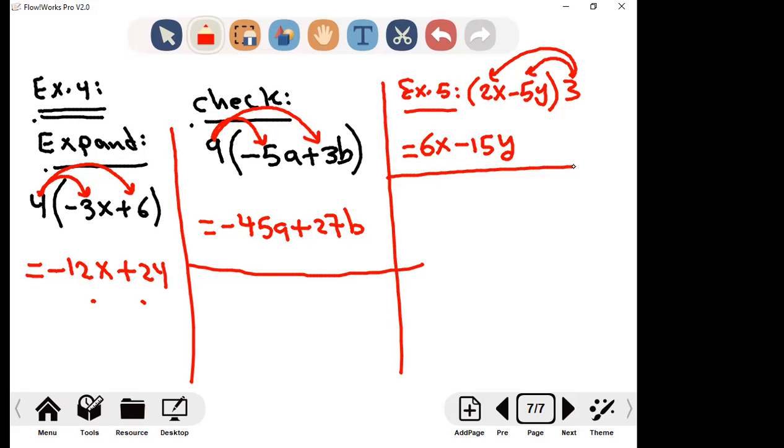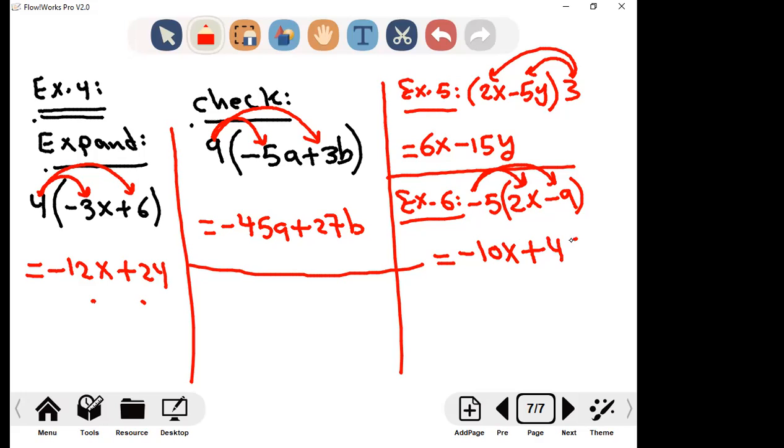Example 6. Negative 5 multiplied by 2x minus 9. I'll do the same, right? Negative 5 multiplied by 2x, negative 5 multiplied by negative 9. Respect the signs here. Equal negative 5 times 2x, negative 10x. Negative 5 times negative 9, positive, similar signs. Done?